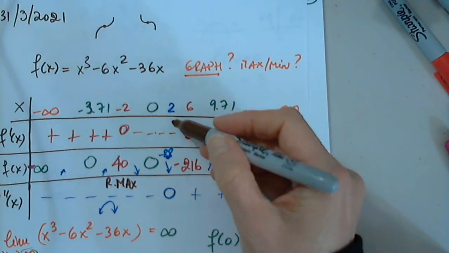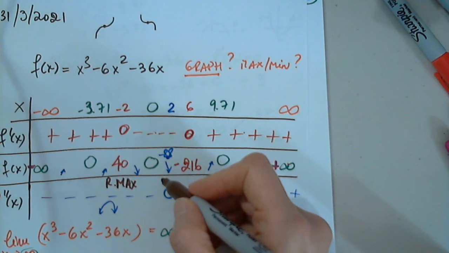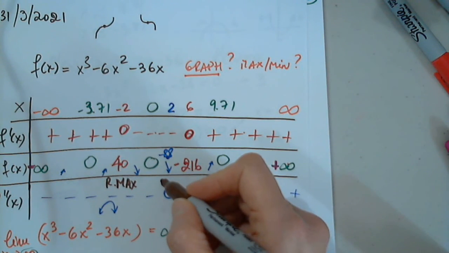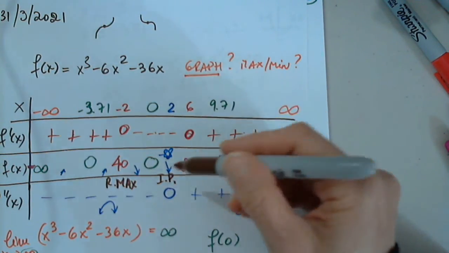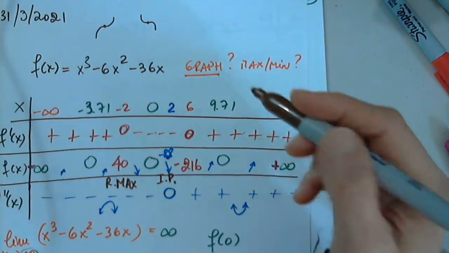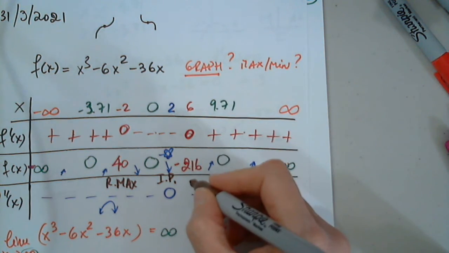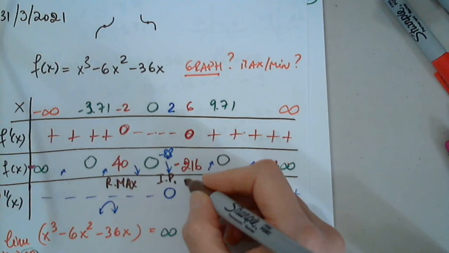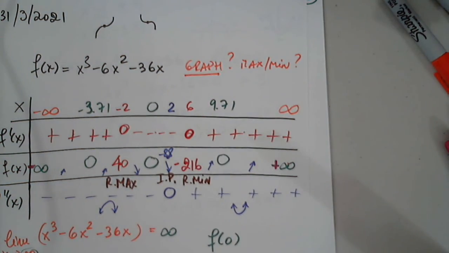Very good. What type of point is 2 comma negative 88? Relative minimum point. Very good. It's an inflection point. And what type of point is 6 comma negative 216? Would that be the relative minimum? Yes, it's a relative minimum because it goes down and up. Very good. Awesome. Great job.